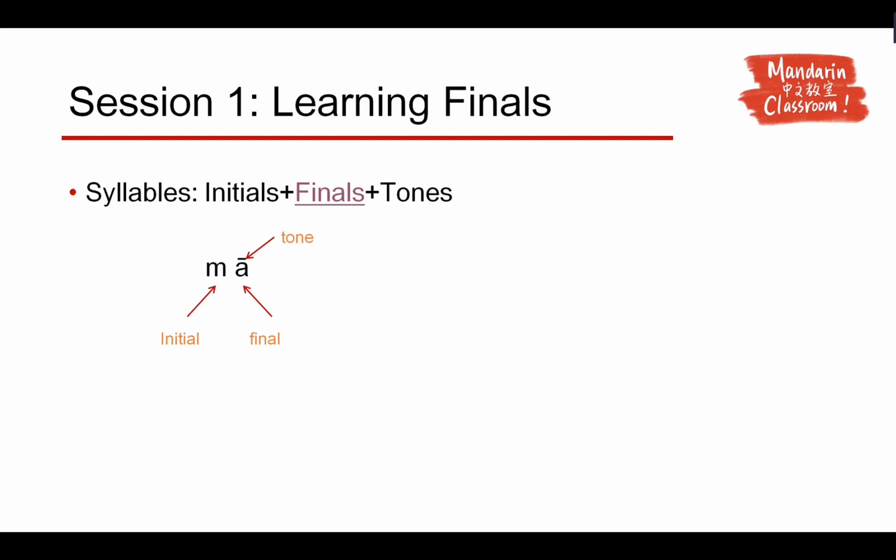So let's see the session 1. Today we're going to learn finals. I introduced the syllables in the previous lesson, so you could see syllables include 3 parts: initials, finals, and tones. But the finals are very important because a syllable could be without initials or tones, but it couldn't be without finals. You could see a complete syllable here. The pronunciation is ma. Ma. Okay, let's move to the finals.